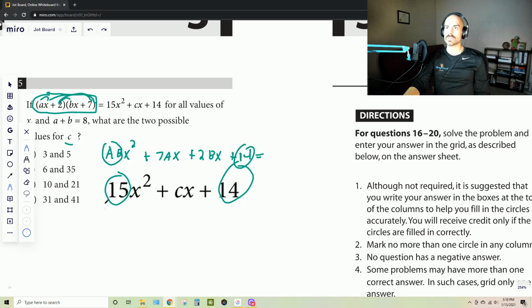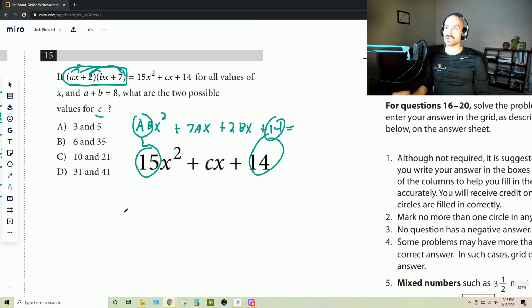But what I do know is that a plus b equals 8, and I also now know that a times b gives me 15. That's what this is telling us right here. So we have to ask ourselves, what does that mean? That means that a would maybe equal 3 and b would equal 5, and we can now plug that into these values here.